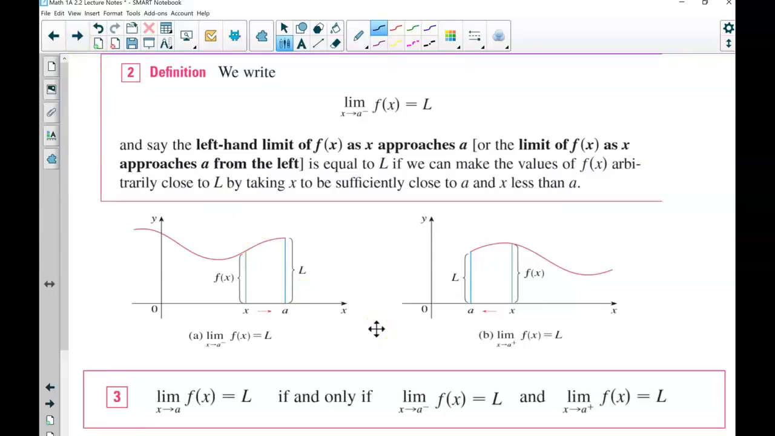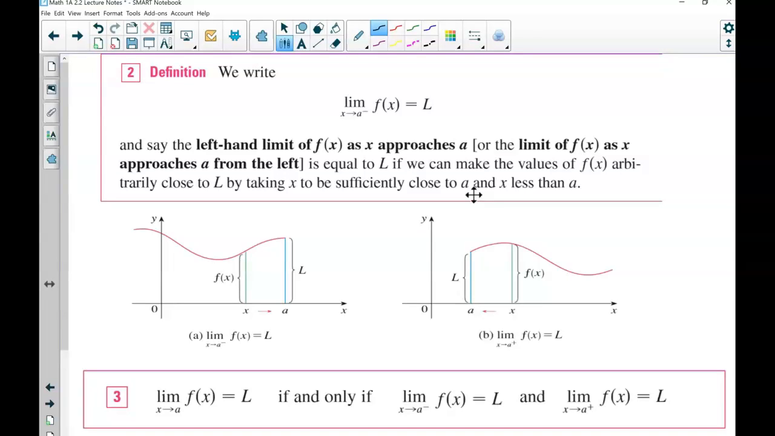We write that the limit as x approaches a from the left of f of x equals L, and we say that the left-hand limit of f of x as x approaches a is equal to L if we can make the values of f of x arbitrarily close to L by taking x to be sufficiently close to a and x less than a. Notice that this definition differs from definition 1 only in that we require x to be less than a. Similarly, if we require that x be greater than a, then we get the right-hand limit of f of x as x approaches a is equal to L.